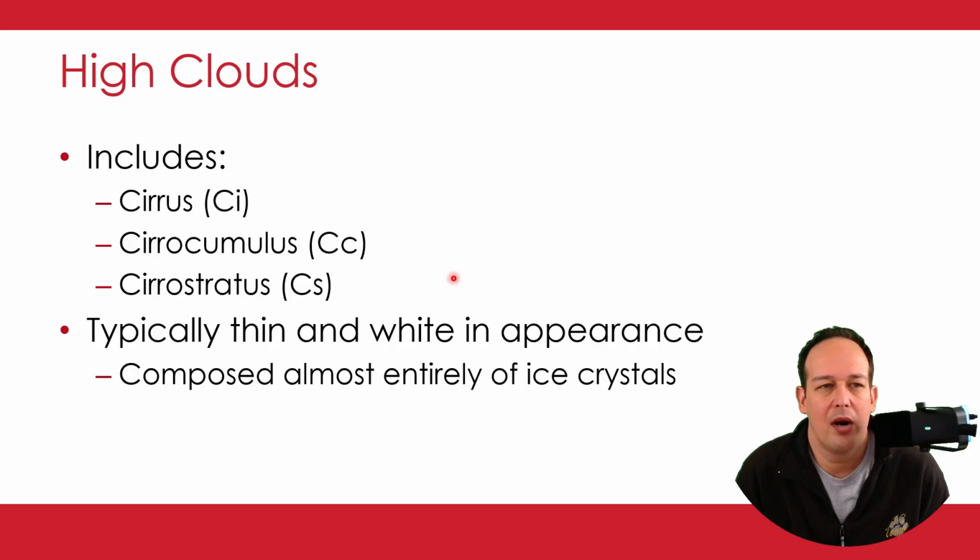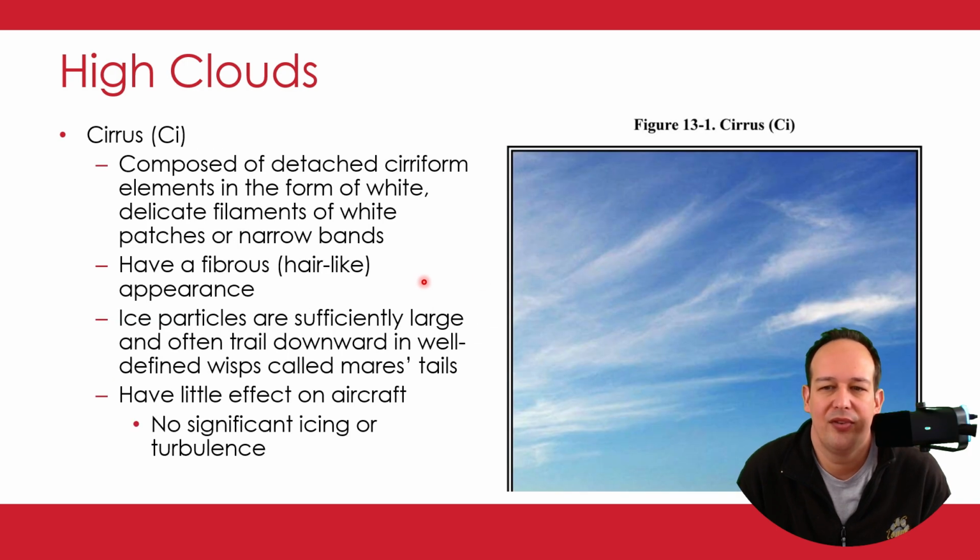And so we'll start with our high clouds. Those include cirrus, cirrocumulus, cirrostratus. These are typically thin and white in appearance, and they're composed almost entirely of ice crystals. So we don't have to worry about structural icing of our aircraft as we fly through a cirrus cloud because the moisture is already frozen, so it won't then freeze onto the leading edges of our wings and our tail. It'll just bounce off.